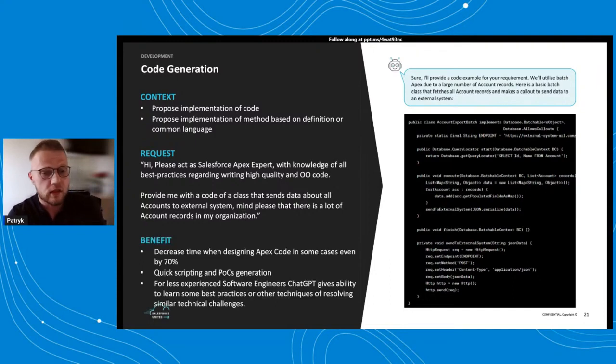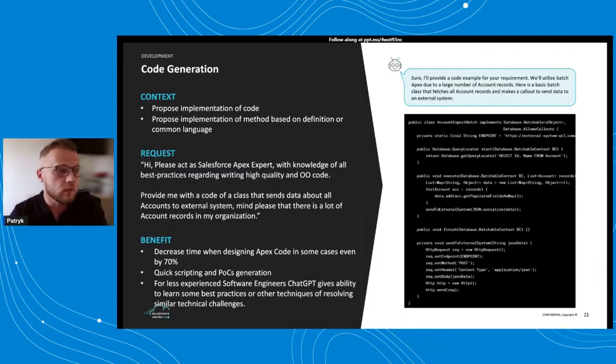To summarize, the benefits of using ChatGPT in this scenario are about decreasing time when designing Apex code, in some cases even by 70%, quick scripting and POC generation, and also, for less experienced software engineers, ChatGPT gives the ability to learn some of the best practices or other techniques of resolving similar technical challenges.